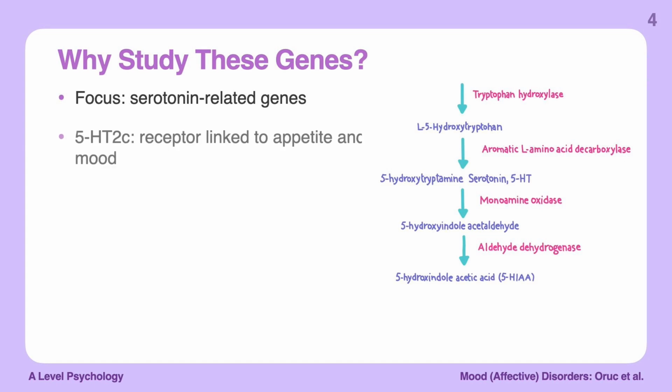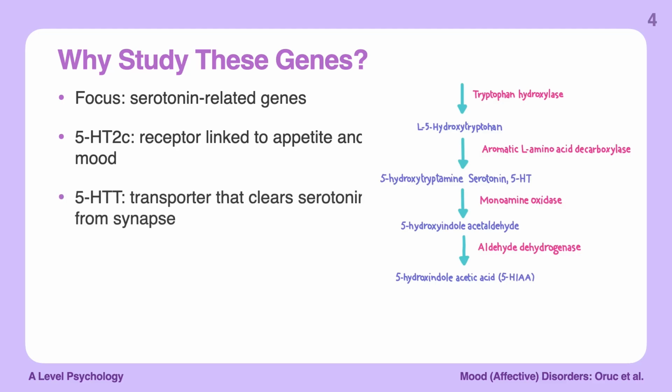One gene they looked at was 5-HT2C, which is a receptor linked to appetite and mood. This receptor sits on neurons and responds to serotonin, so variations in this gene might affect how well the receptor works. The other was 5-HTT, which codes for the transporter that clears serotonin from the synapse. Remember those little vacuum cleaners we talked about? This gene determines how well they work. These genes were chosen based on prior biochemical research. It wasn't random. They had a theoretical reason to think these genes might be involved in mood disorders.